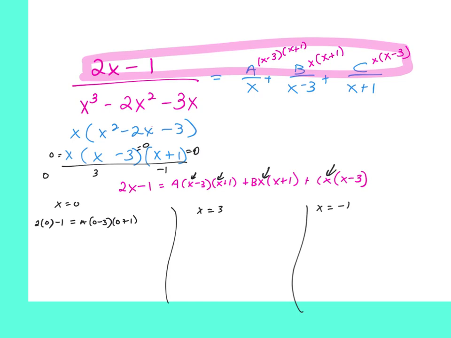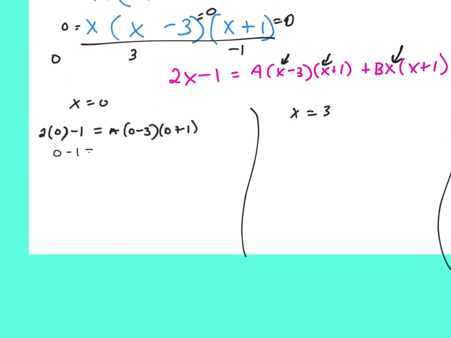So I get 0 minus 1 equals a, negative 3 times 1. Negative 1 equals a times negative 3, and a equals 1/3.